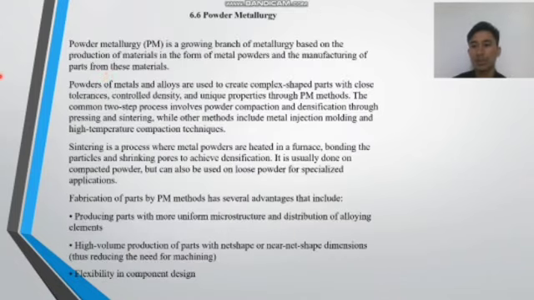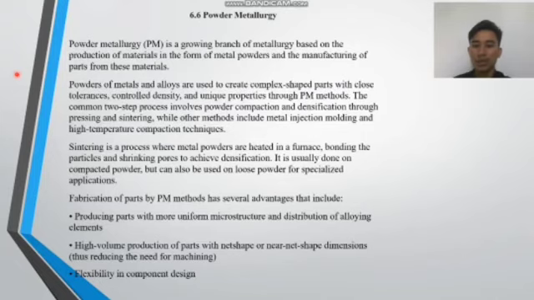Next, 6.6 Powder metallurgy. Powder metallurgy, or PM, is a growing branch of metallurgy based on the production of material in the form of metal powders and the manufacturing of parts from these materials. Powders of metals and alloys are used to create complex shape parts with close tolerance, controlled density, and unique properties of PM methods. The common two-step process involves powder compaction and densification through pressing and sintering, while other methods include metal injection molding and high temperature compaction techniques.